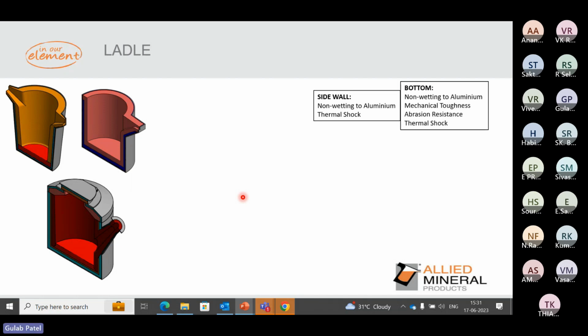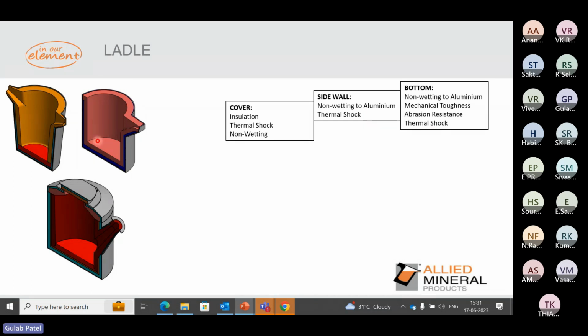Then when we are going into the bottom of the refractory, this is the sidewall and this is the bottom. In the bottom, non-wetting, absolutely it has to be, because it is the metal contact area. But since the liquid metal is going to fall directly into the bottom system, it has to have good strength, so that it can avoid the refractory washing because of the metal drop, the liquid metal going through on the bottom system. Then abrasion resistance, and again the thermal shock.